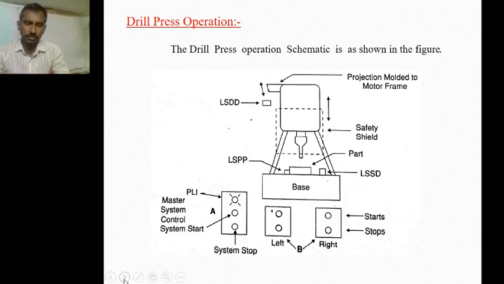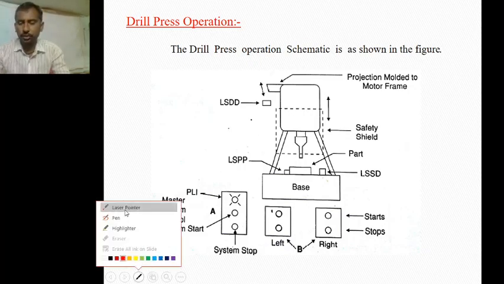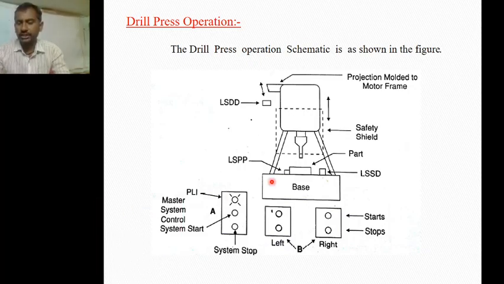Dear students, in the previous video we saw the 6 examples which illustrate the use of contacts and coils. So in this video we will see another example which can be used to make a hole in a part.